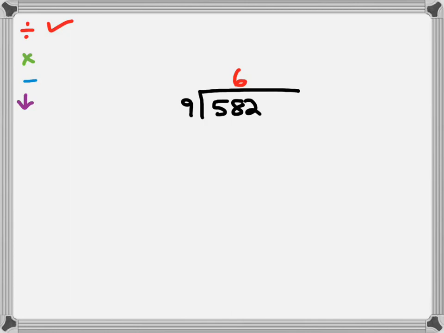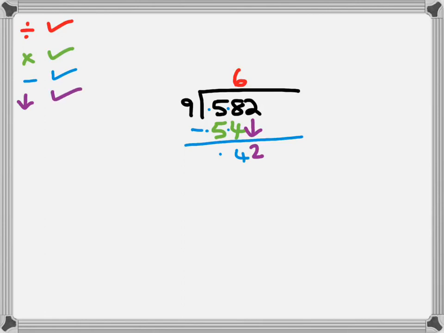Now times. 6 times 9 is going to be 54. Okay, that's our times done. Now our minus. 58 minus 54, so it's 8 minus 4 is 4, and 5 minus 5 is nothing. Okay. Then our bring down, we've still got a number left at the top there. It has to come down in our bring down step, and it's a 2. So we've done our bring down.